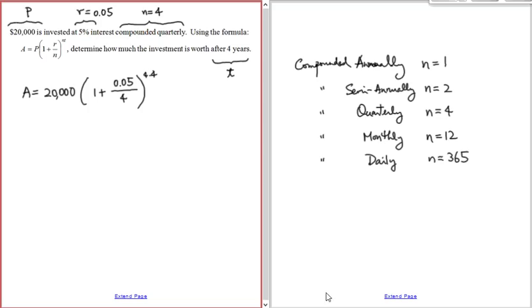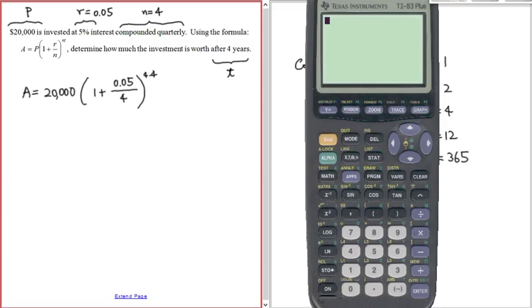So it is time for the calculator. So let's take a look. We have 20,000 times, open parenthesis, 1 plus 0.05 divided by 4, close the parenthesis, raise it to open parenthesis. Don't forget 4 times 4, and close the parenthesis for the exponent. Hit enter, and this is what you have.